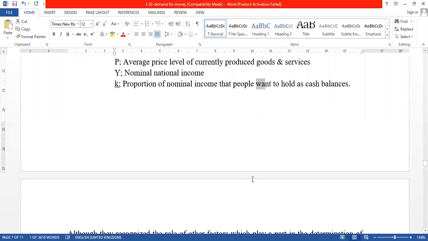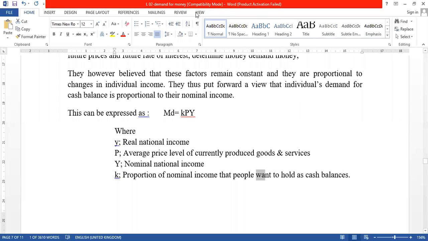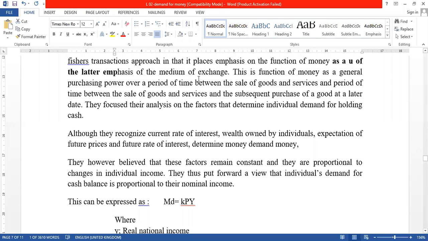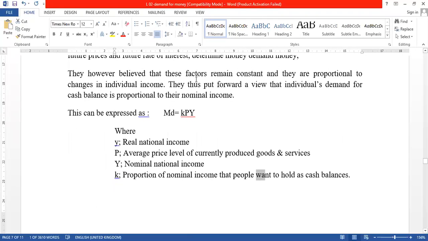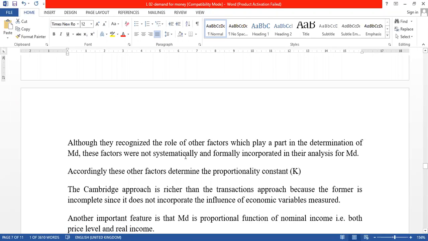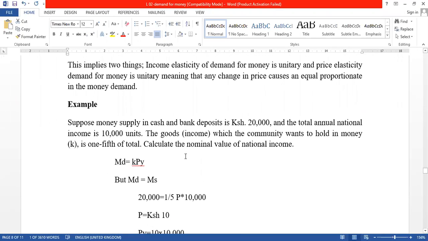And therefore, here we are recognizing that even as individuals hold money, not all of it will be held in the form of cash. Other money can be invested, right? And therefore, here we are saying that the demand for money is that proportion that you want to hold as cash, multiplied by the price level in the economy and the amount of national income that we have.